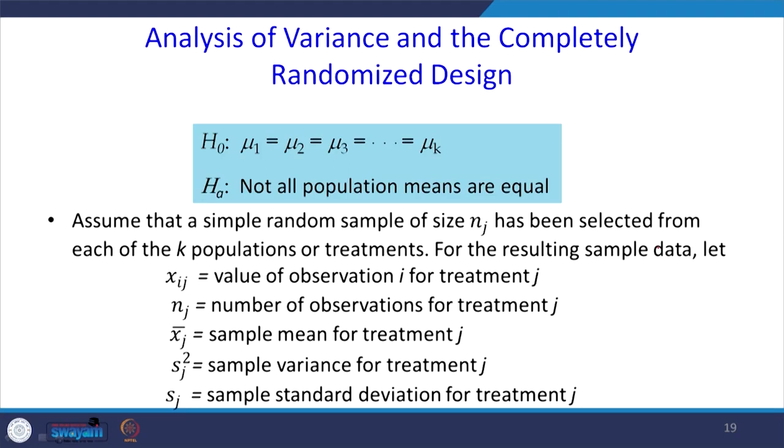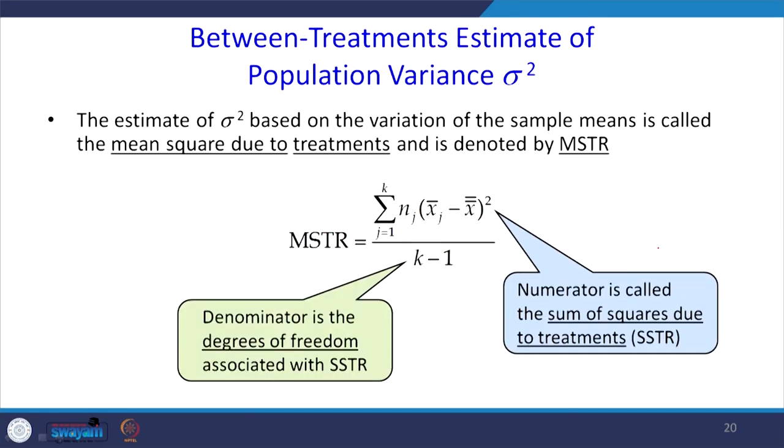For the resulting sample data, let Xij be the value of observation i for treatment j, Nj is the number of observations for treatment j, Xj bar is the sample mean for treatment j, Sj square is the sample variance for treatment j, Sj is the sample standard deviation for treatment j. First we will find the between treatment estimation of population variance sigma square.